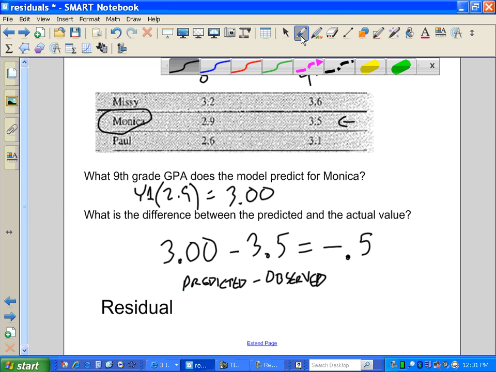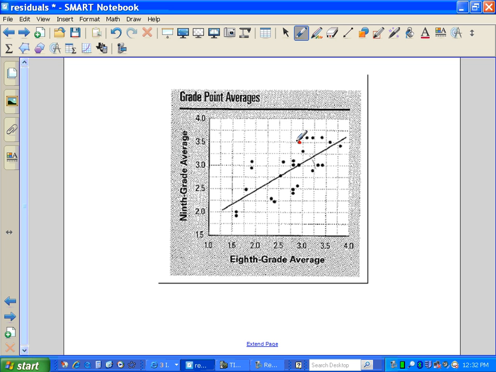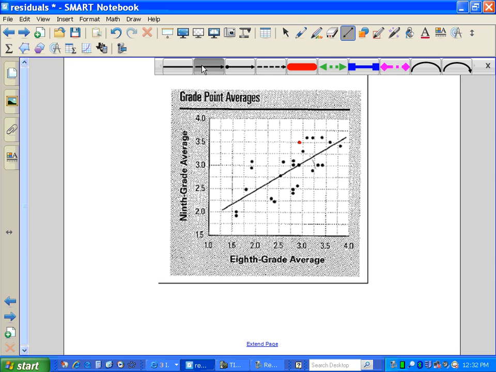Okay, and the reason it's called residual is because, in this case, Monica was a part of the original data. So she's in that table. If we go back to the very beginning, Monica's in the table. So she was part of the piece that gave the model to us. Okay, so we can look right here to the red dot. That's Monica.